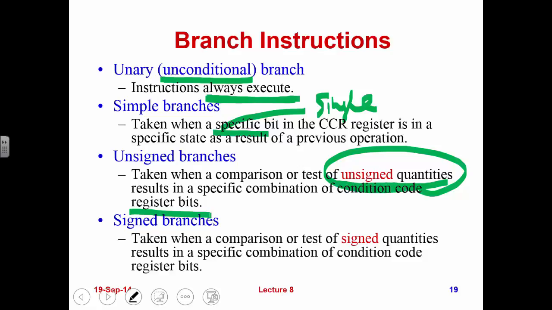Same idea for the signed. That means what? When we branch, we check the condition code register bits. But those bits, they come from a comparison or test of signed numbers. The numbers we involved in the previous operation are signed.